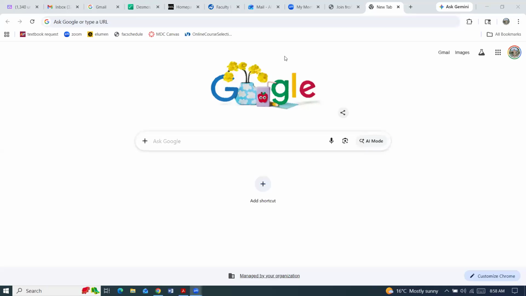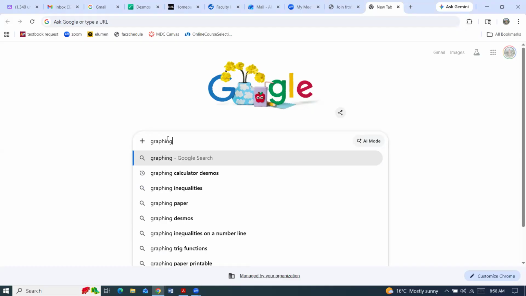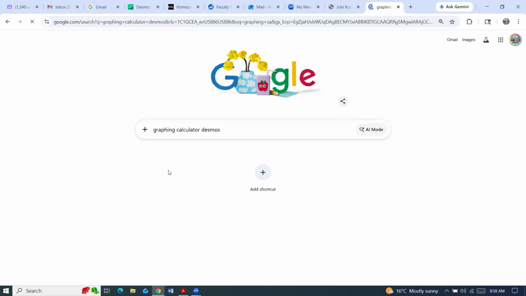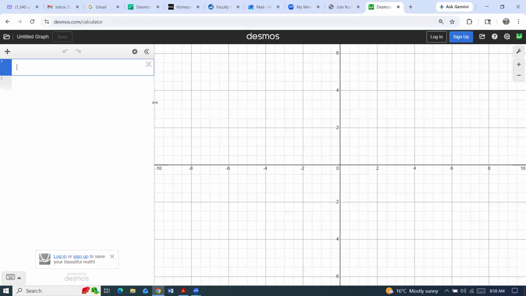All right, so I want to show you one thing about the graphing. If I start typing graphing calculator, Desmos, so it's a free graphing calculator. I think we already used it once or so.